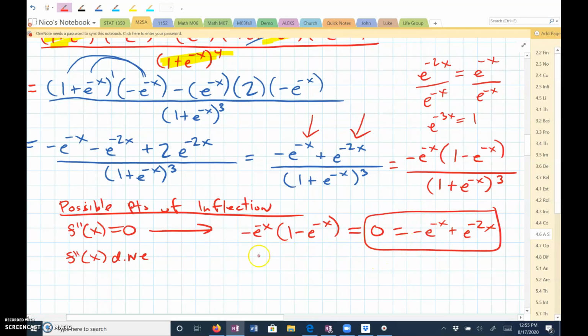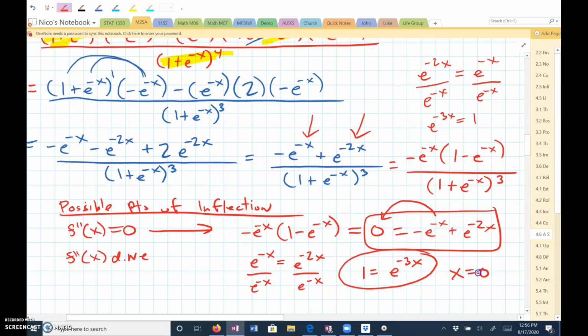Okay, and then what I could do, I could rewrite this, I could move this to the other side, so now we've got positive e to the negative x equals e to the negative 2x. Then I could divide both sides by e to the negative x power. So now I've got 1 equals e to the negative 3x power. Then the only way this would be true is when x is equal to 0. So we definitely have a possible point of inflection at x equals 0.